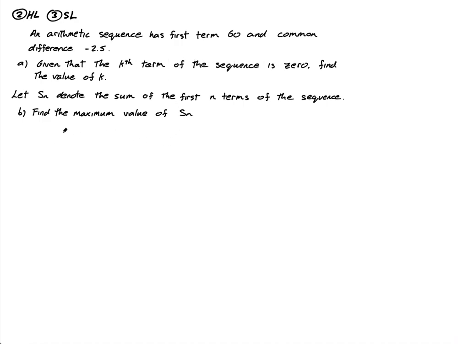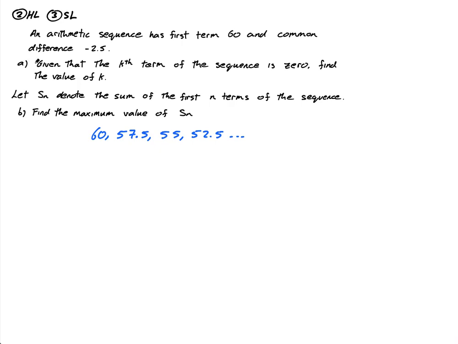Right, guys, what I always like to do here when I get a sequence is just to start drawing out the sequence. So it's first term 60, so it's 60. And we're taking off 2.5, so it's 60, 57.5, 55, 52.5, etc. I don't have to do that, but I find it helps me visualize or conceptualize what's happening.